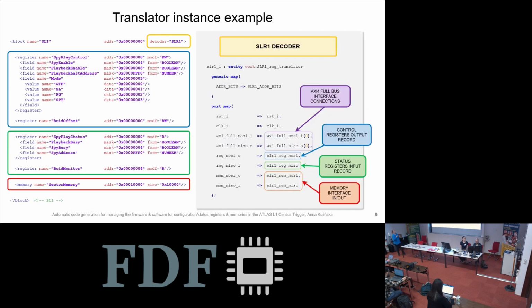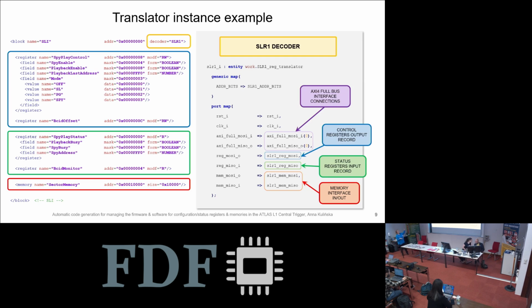So here we can see an example of how the translator is connected to the rest of the design. On the left, we can see the code of the automatically generated translator, what is inside of this instance is automatically generated code. And on the right, we can see the XML based on which this decoder was generated.